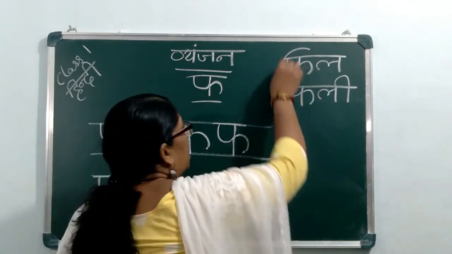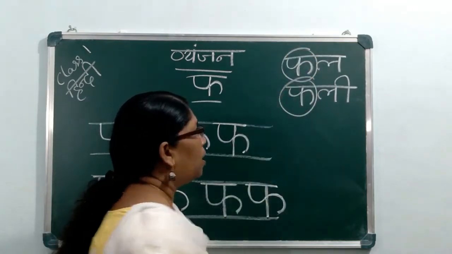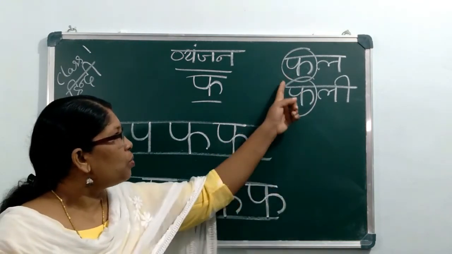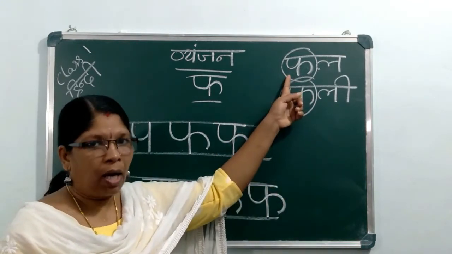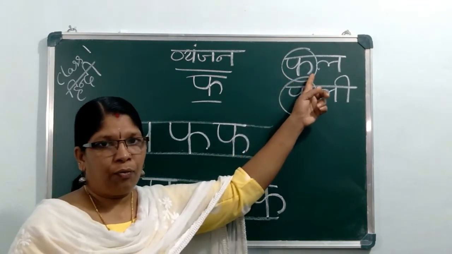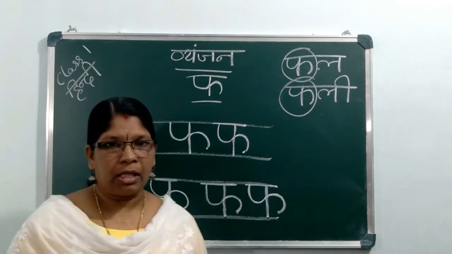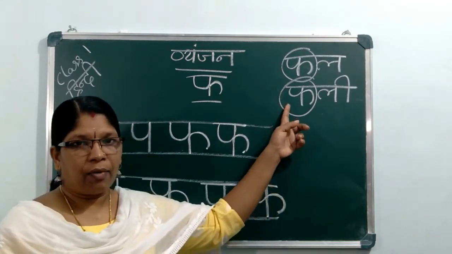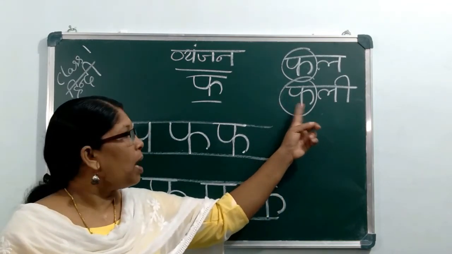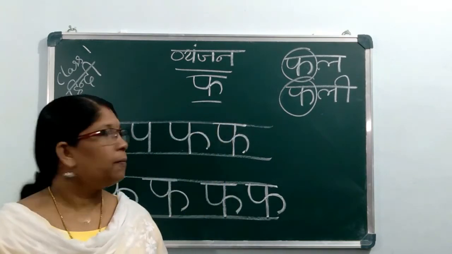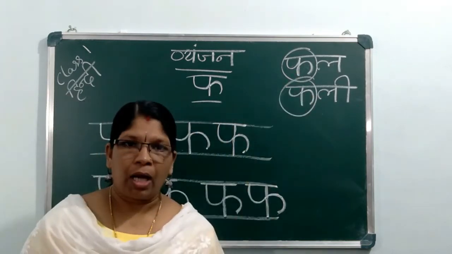These two words start with the letter Pa, which is the beginning sound. The beginning sound of these two words is Pa. Pa se phal, fruit. Pa se phali, beans. It is Pa in Arabic. Pa, pa, pa.